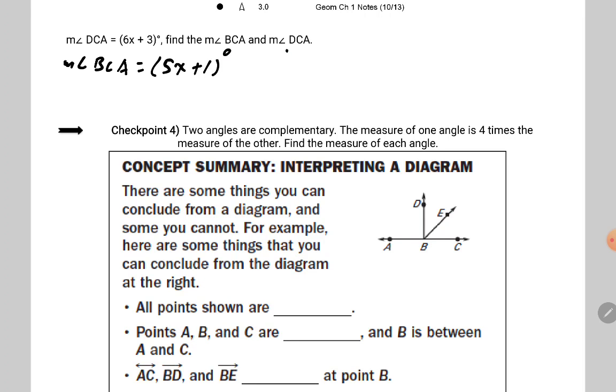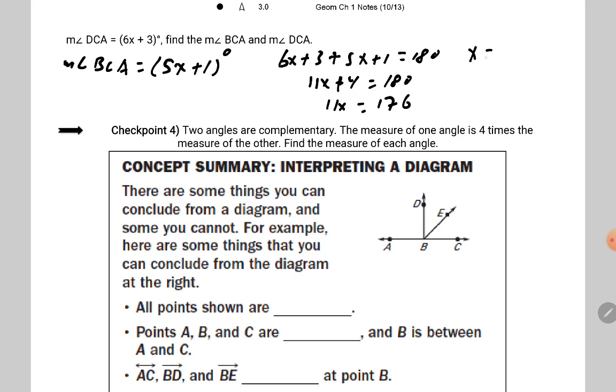So 6x plus 3 plus 5x plus 1 equals 180. Add our like terms. 6 apples plus 5 apples is 11 apples. 3 plus 1 is 4 equals 180. 11 apples equals 176. Divide by 11 and we get 16. And then they want us to find the measure of angle BCA and DCA.